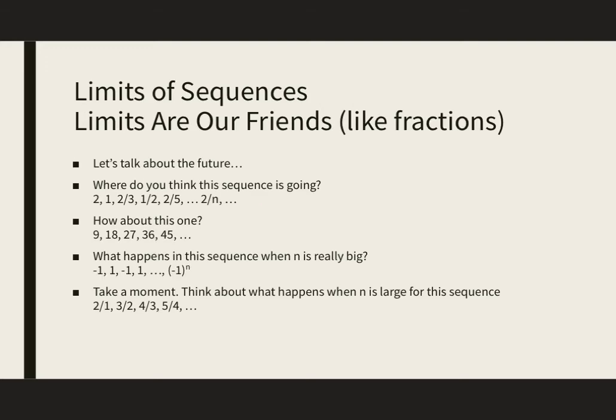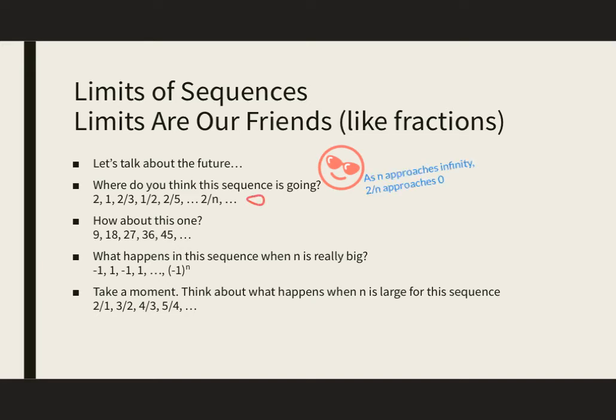The rest of this lesson will focus on limits of sequences. So let's talk about the future. It'd be really helpful to write these sequences down on the left part of the space that you have. So where do you think this sequence is going? We have 2, then 1, or we could call it 2 over 2, 2 over 3, 1/2, which is the same as 2 over 4, 2 over 5, which really is 2 over n. So the sequence is defined explicitly by 2 over n. Well, if n is approaching infinity, then 2 over n is approaching 0.